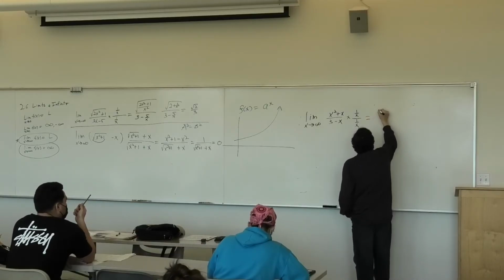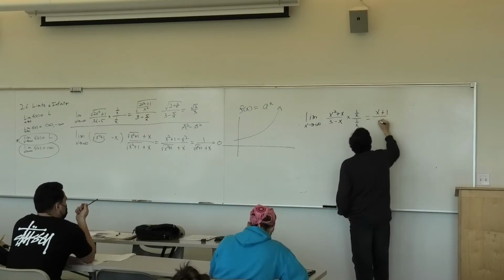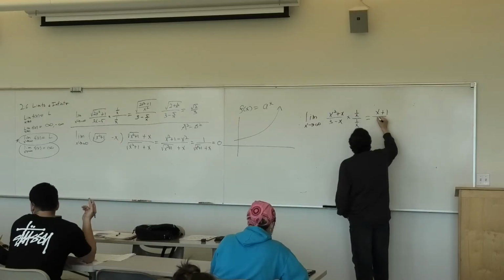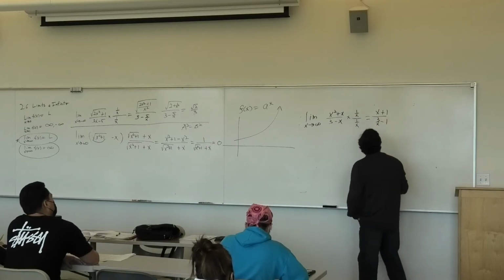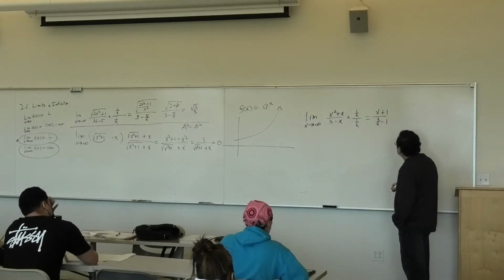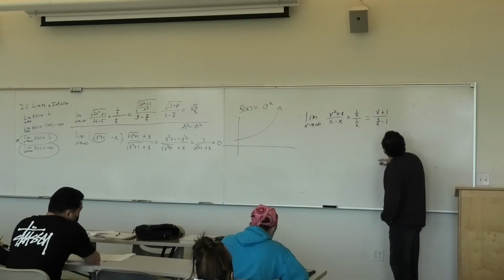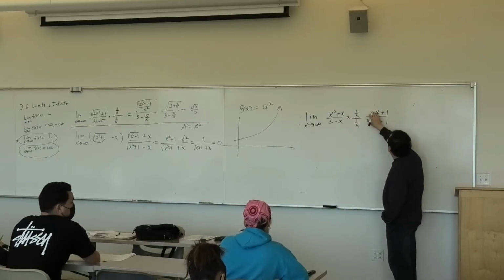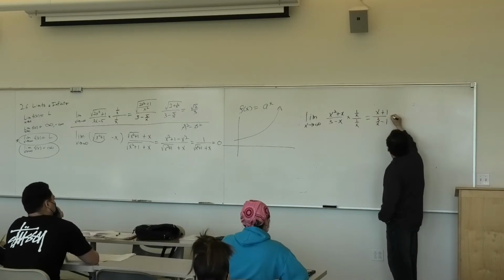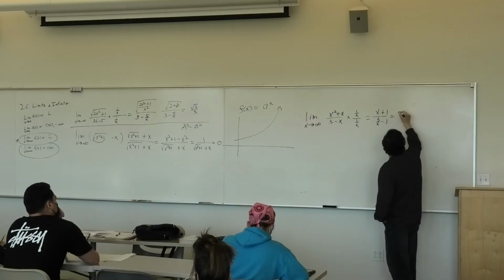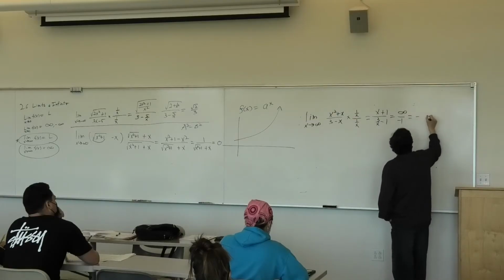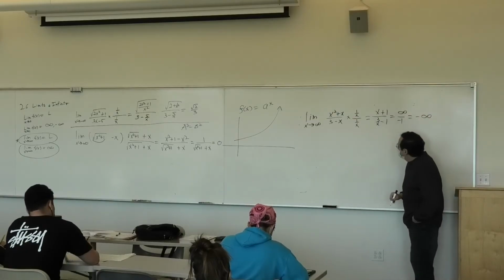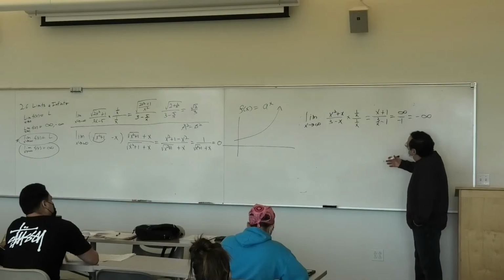So what do we get? We get x plus 1 over 3 over x minus 1. Well, this is going to grow without bound. And this is going to become -1. So this is going to go to negative infinity. So please move forward.